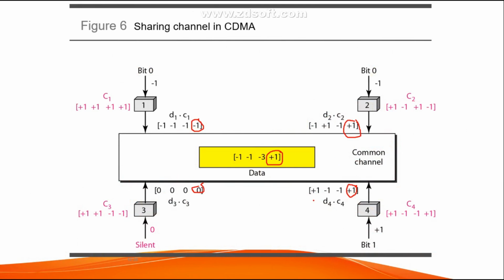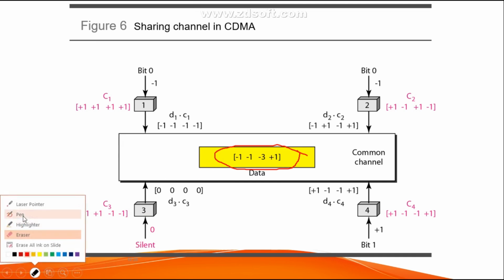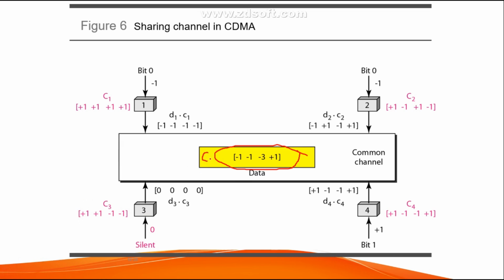So understood, guys? And suppose any station wants to receive the data. If station 3 wants to listen to station 2, then it needs to multiply this common data by what? C2. That is your C2, when station 3 wants to listen to station 2.